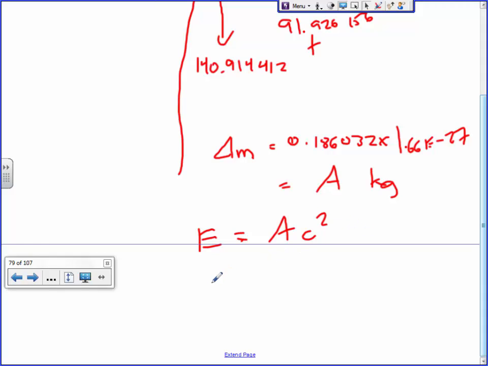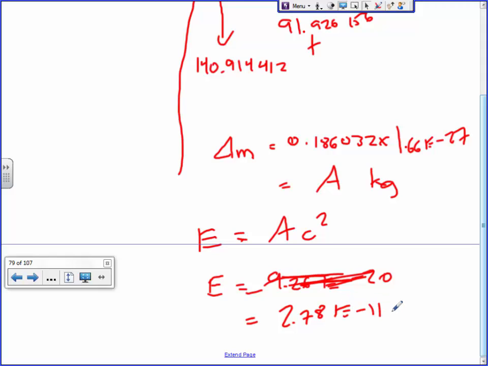Now, I didn't get very much. I got an energy unit, again, of 9.26 times 10 to the minus 20. Oh, and I didn't times by the speed of light squared. I take it back. It's still not a whole lot. I got 2.78, let's call it, times 10 to the minus 11. And that would be joules, because we were in kilograms. You got that as well?